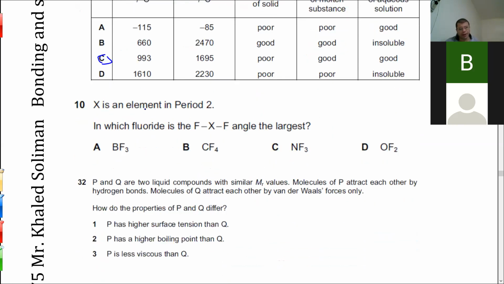X is an element in period 2. Period 2 goes from lithium till the end of the group.